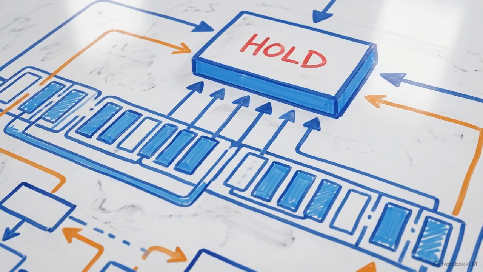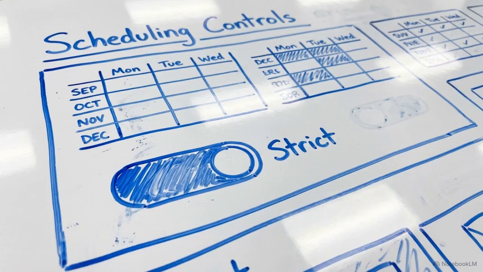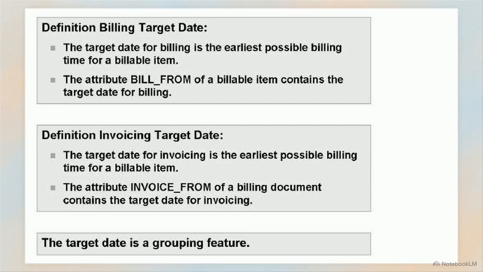But you cannot simply bill everything the moment it arrives. You need a strict control mechanism to dictate exactly when an item enters the billing funnel. That mechanism is scheduling. This block defines the core output, the billing target date. The system assigns a bill from date to every item. That logic repeats downstream, storing an invoice from date on billing documents, acting as a grouping feature for mass runs.